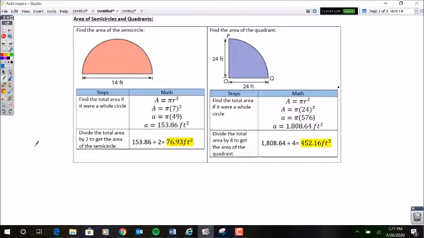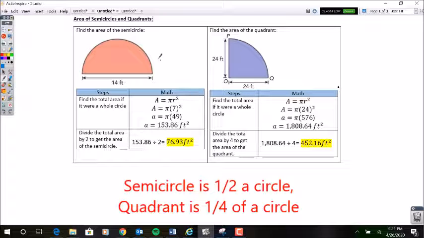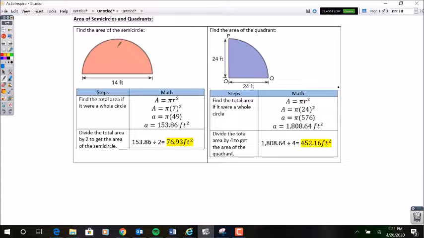For the Wednesday, Thursday part of our learning, we're going to do the area of semicircles and quadrants. This lesson is actually pretty simple because we're just going to do exactly what we did to find the area, except if it's a semicircle, we're going to divide it by 2. If it's a quadrant, we're just going to divide it by 4.